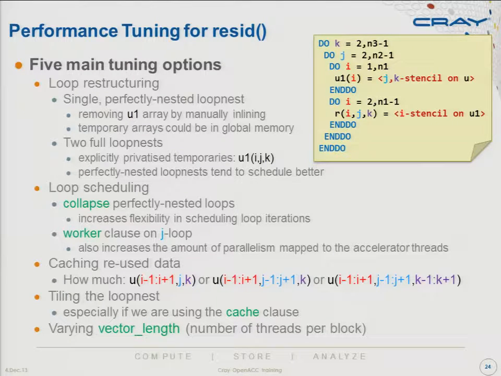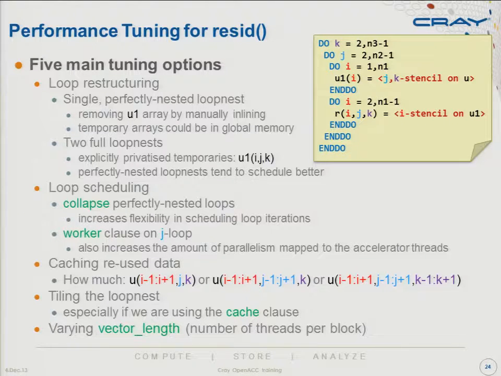Well, we could try collapse if the loops were perfectly nested. We could say, actually, this temporary array is only being used to increase performance. Does it actually increase performance? Are we just interfering with the cache? You could get rid of this temporary and manually inline these lines. So this is one big IJK stencil. Instead of 2 inner loops, you'd have 1 inner loop, no temporary arrays, and the loops would be perfectly nested. Then we could try the collapse clause.